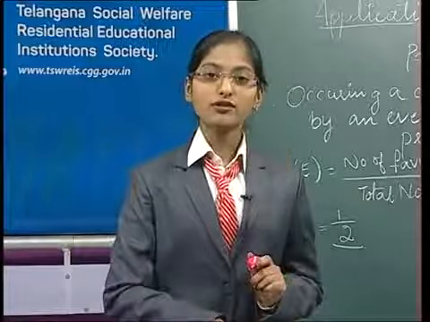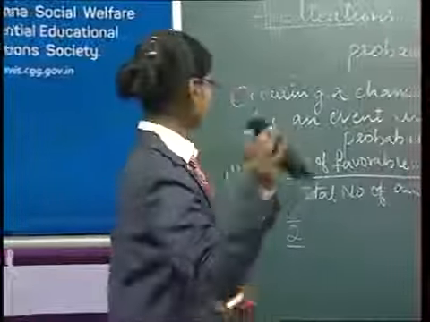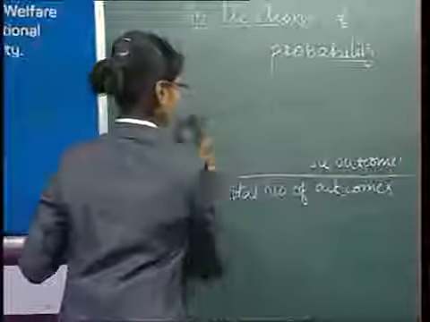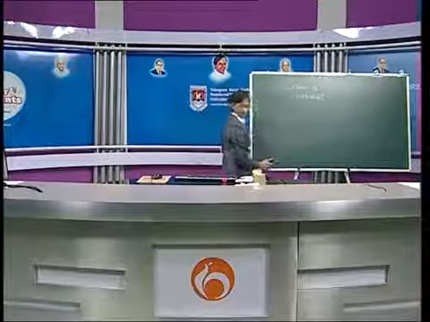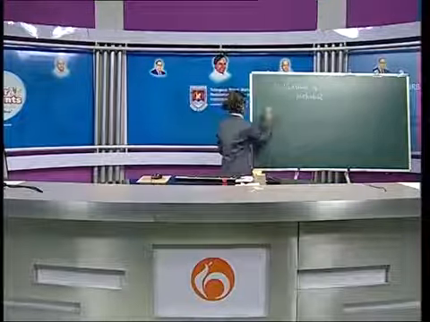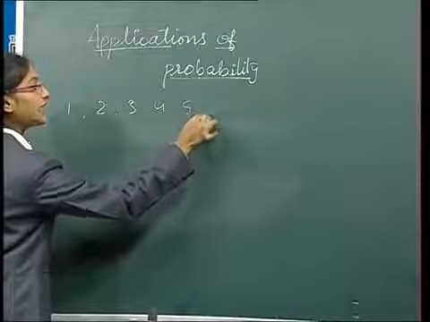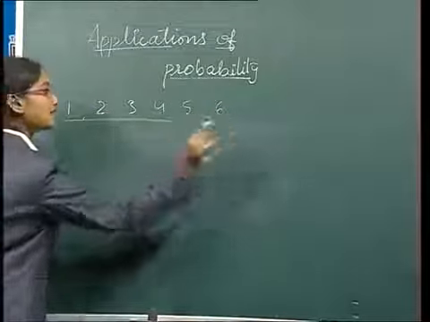So, now for finding this probability here, in a dice there are numbers from 1 to 6: 1, 2, 3, 4, 5 and 6.